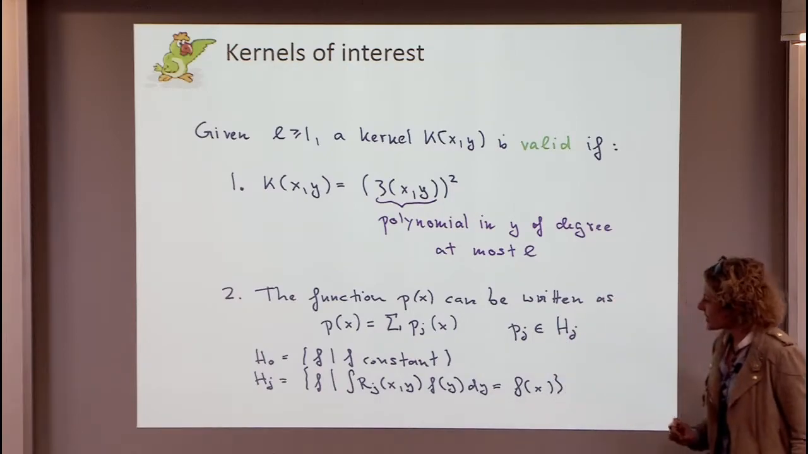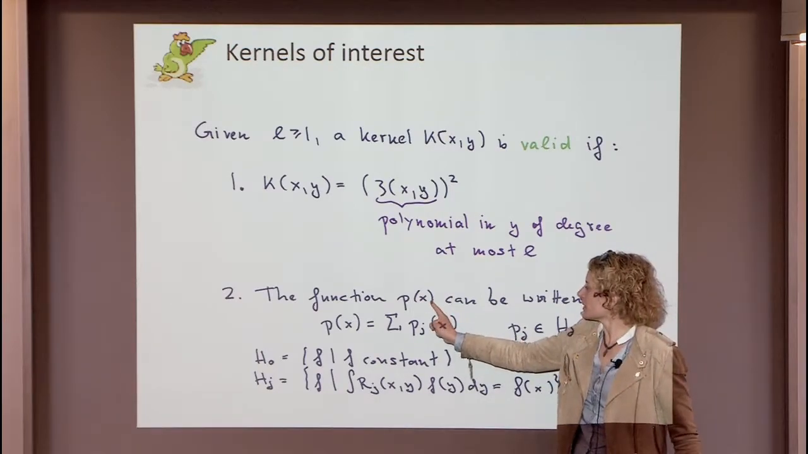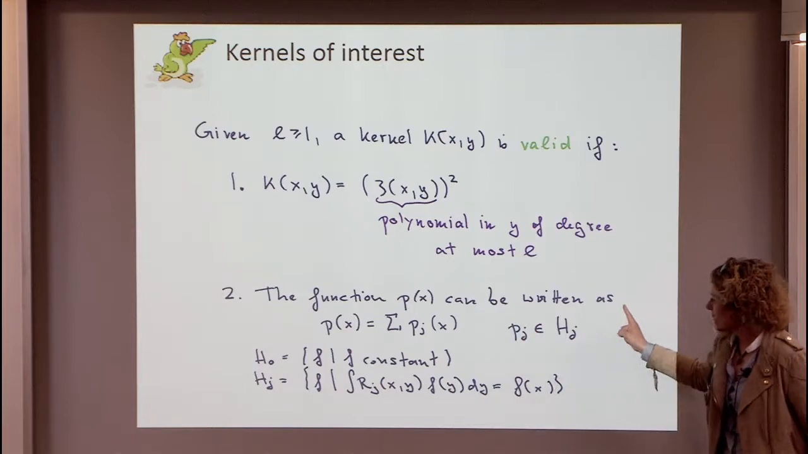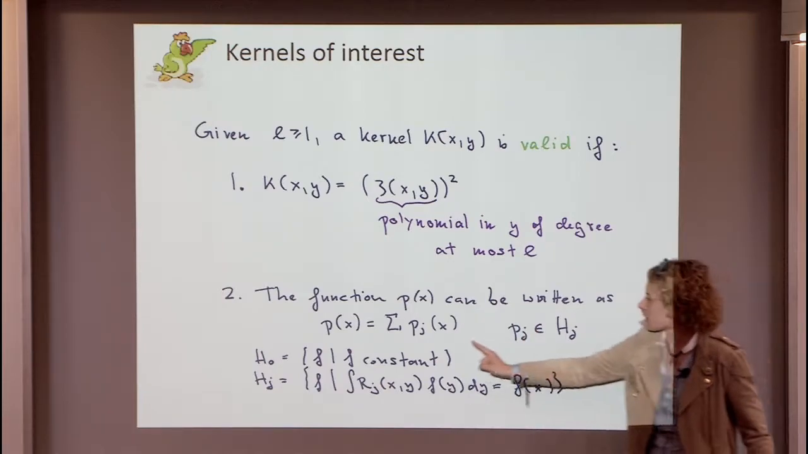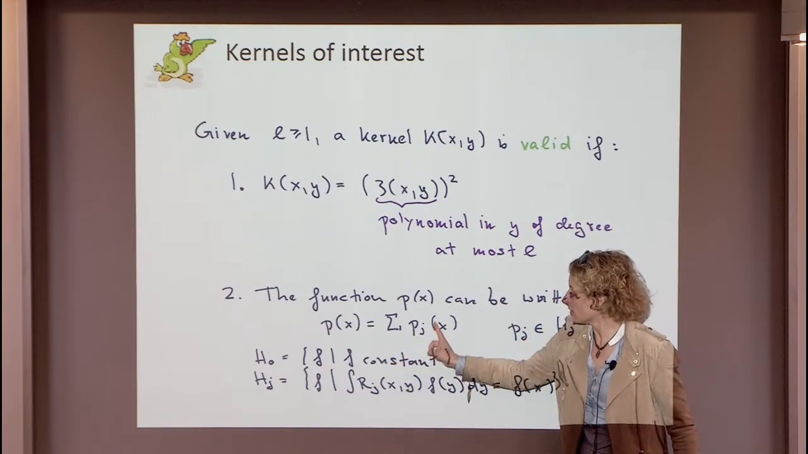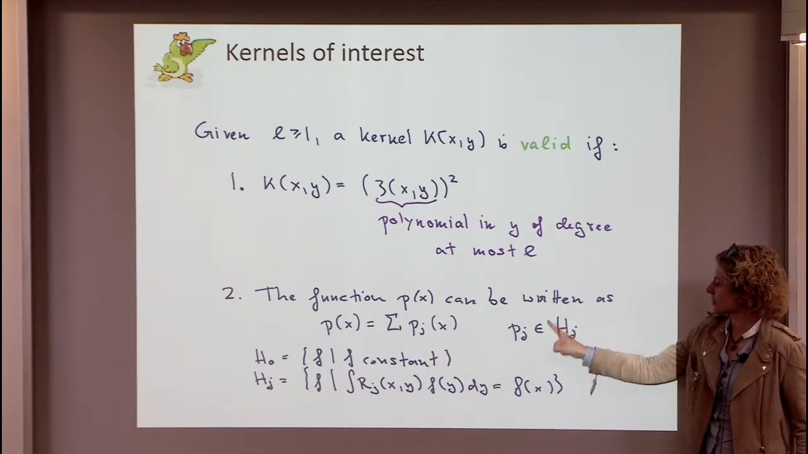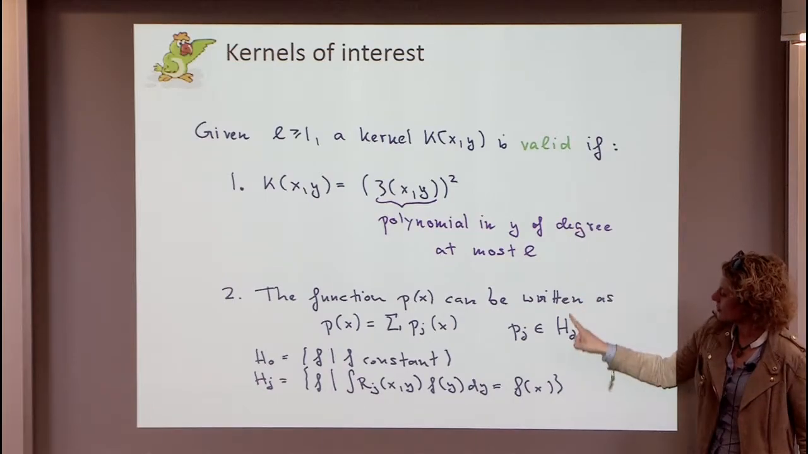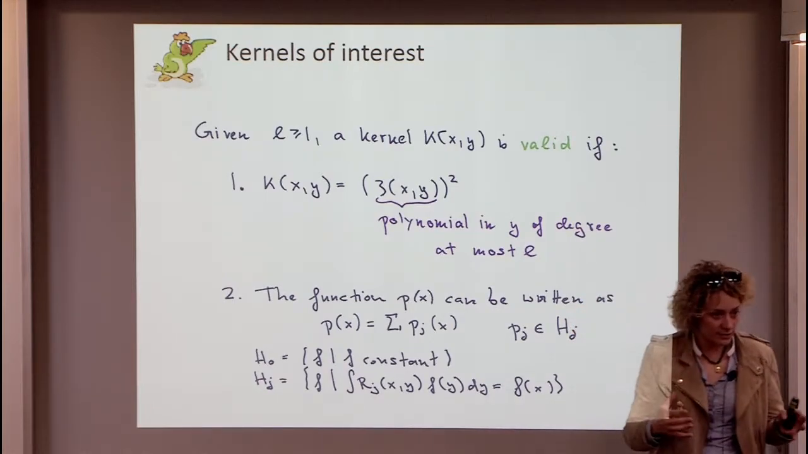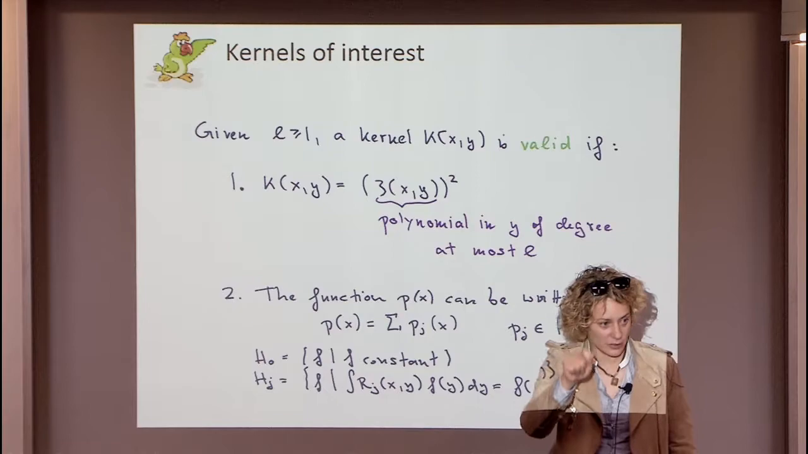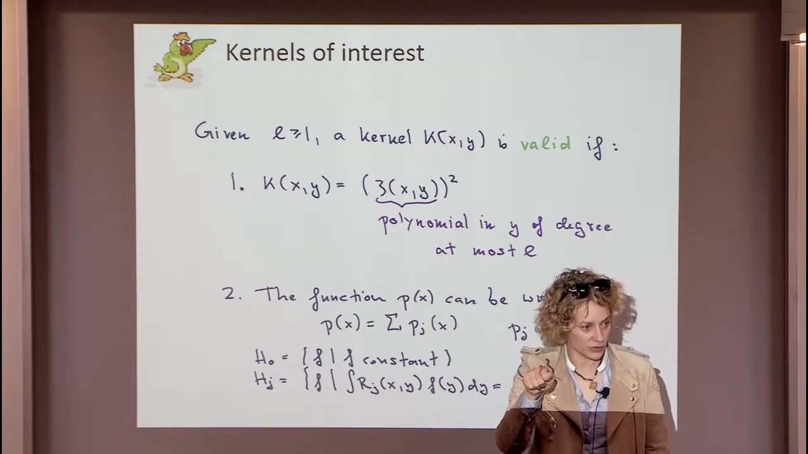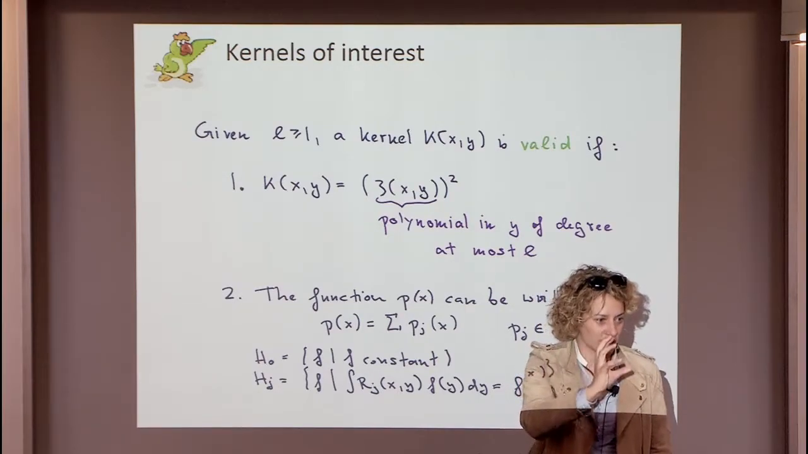The second one is that the polynomial that I'm interested in can be expressed in the following way. I can write it as a sum over j of functions p_j, such that p_j is an element of this H_j. Note that my kernel defines these spaces. I'm going to diagonalize it, I write down its eigenvalues. Then these spaces are defined by these reproducing kernels R_j, corresponding to the same eigenvalue.